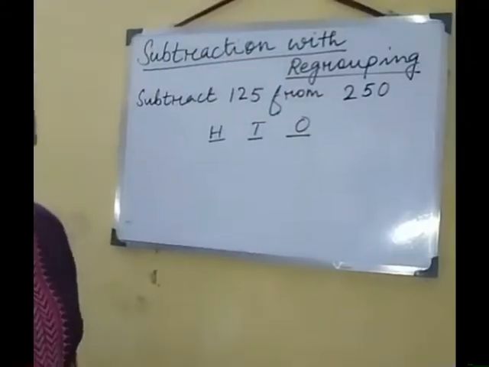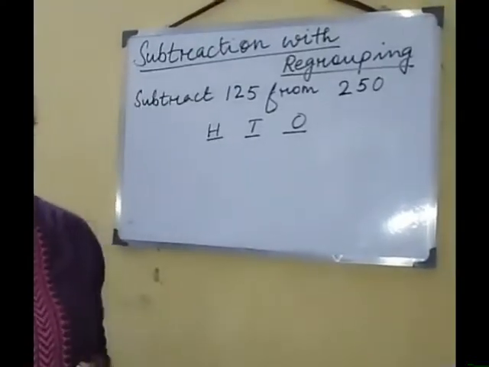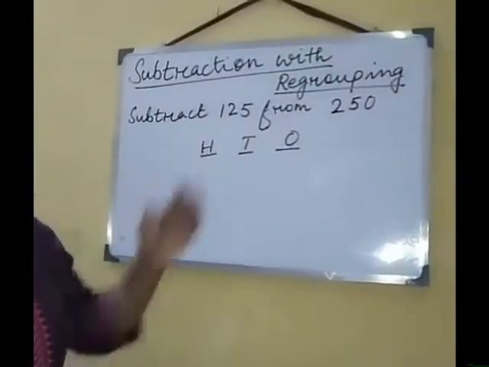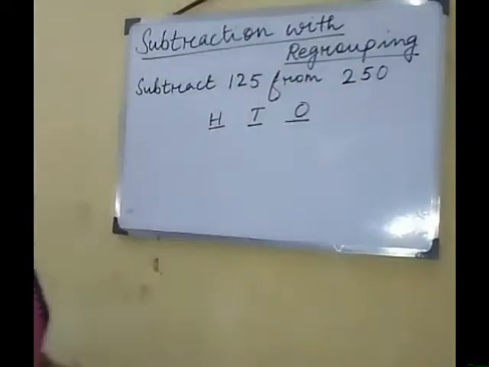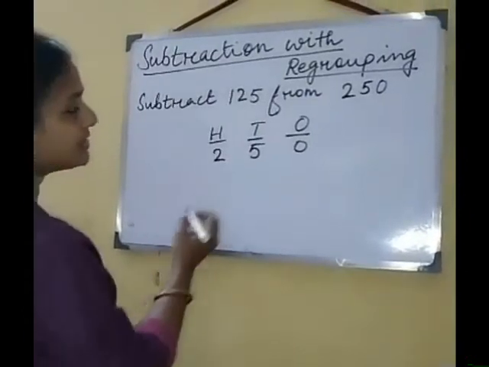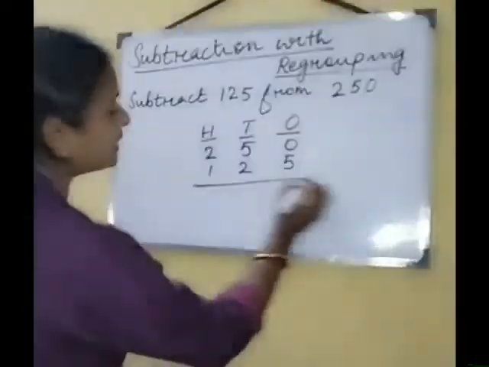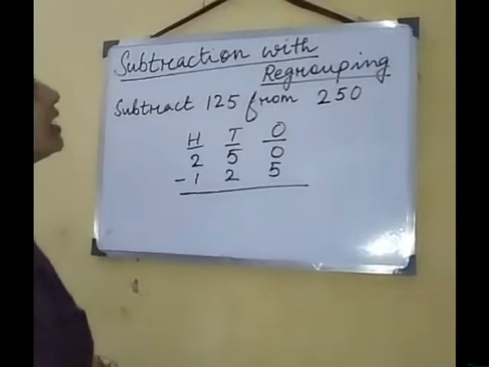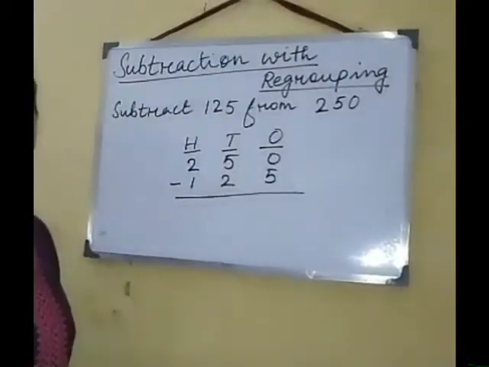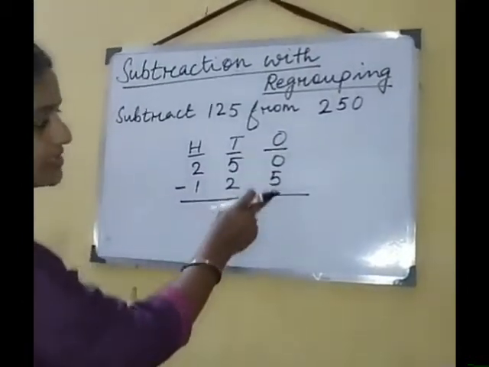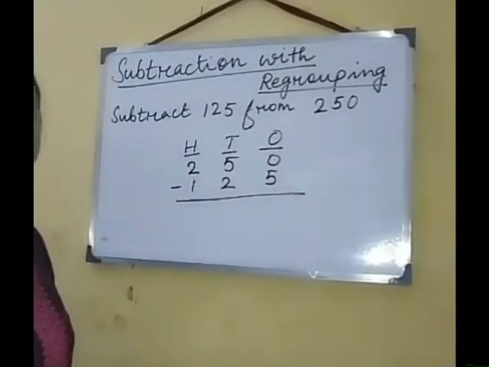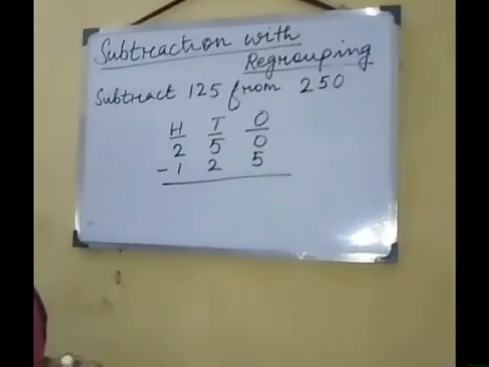We will know how to do subtraction with regrouping or with borrowing. The question is here, subtract 125 from 250. So the bigger number is 250. So we will put 250 above, or we can say 250 as minuend and 125 smaller number or subtrahend. Now as we know that in subtraction always above will be the bigger number. So here in ones place we can see 0 is above 5, which is smaller than 5. So we cannot subtract 5 from 0.